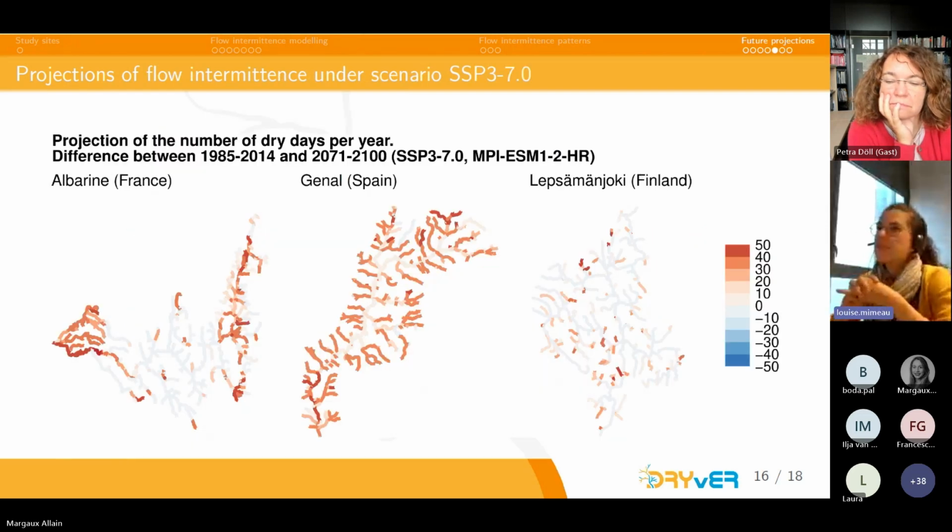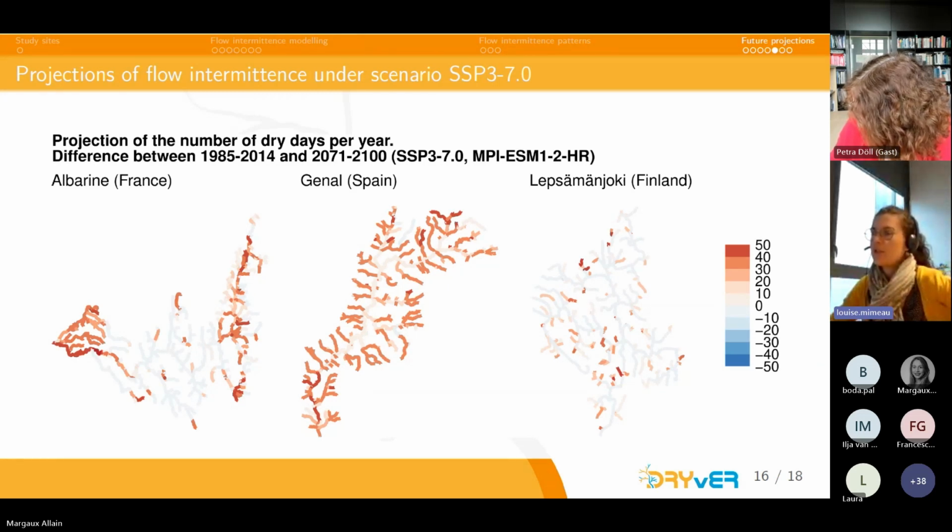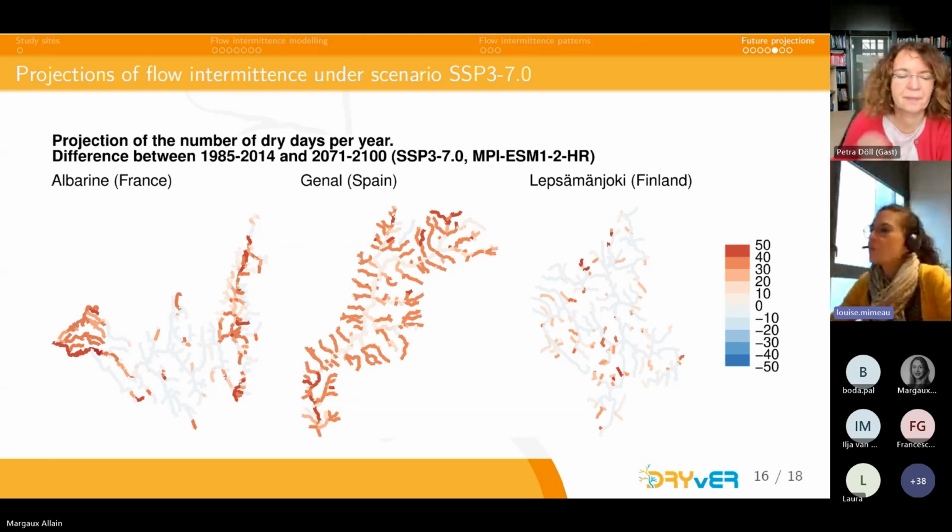So the last results are regarding the projection of flow intermittence. Here you can see some maps showing the difference in the number of dry days per year between the historical period and the last 30 years of the 21st century for the French, Spanish, and Finnish catchments. And you can see there's quite a strong increase of flow intermittence in these 3 catchments.